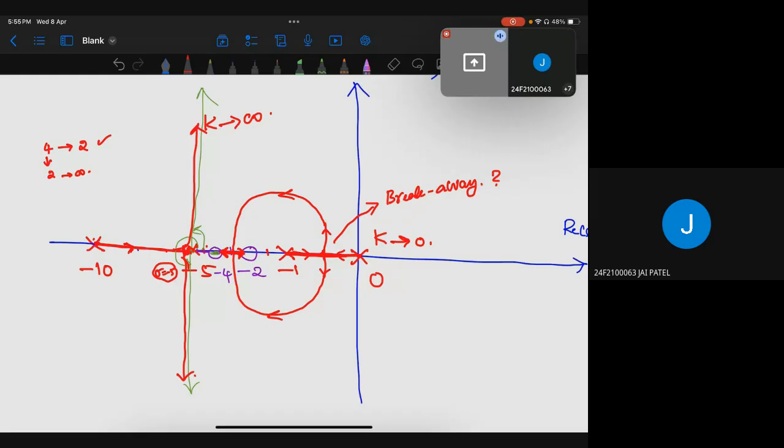That we can answer. There is a method. Similarly, here also the breakaway, break-in point we can find, because they are coming and reaching to that point. So break away, break in. These two are nice questions. We have to find the answers for that.